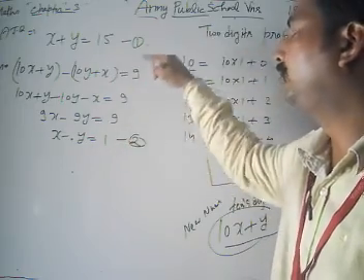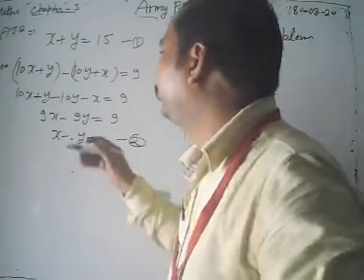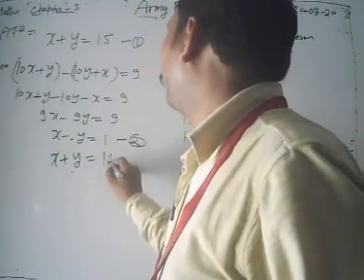Now we have two equations. x plus y is 15, x minus y equals 1. Write down x plus y is equal to 15. This is our 1.